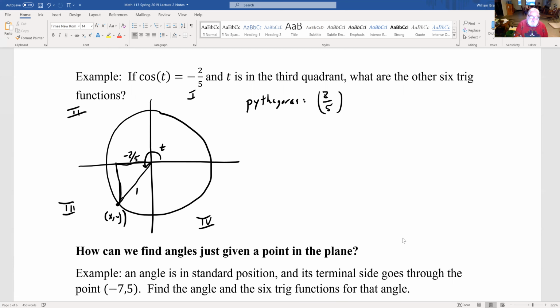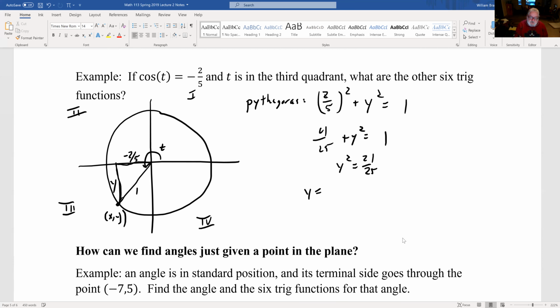(2/5) squared plus, call that y squared, equals 1. So that's 4/25 plus y squared equals 1. y squared equals 1 minus 4/25, which is 21/25. So y equals the square root of 21/25. And we want the negative value because my y value goes down.